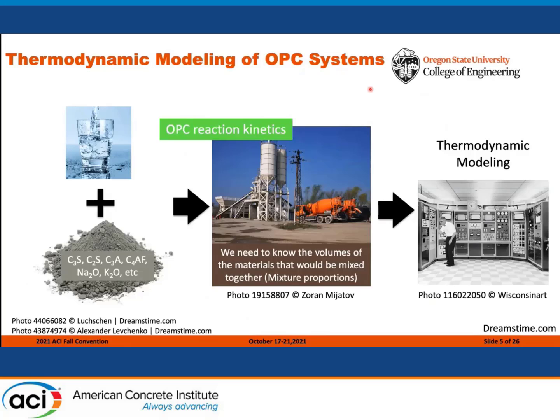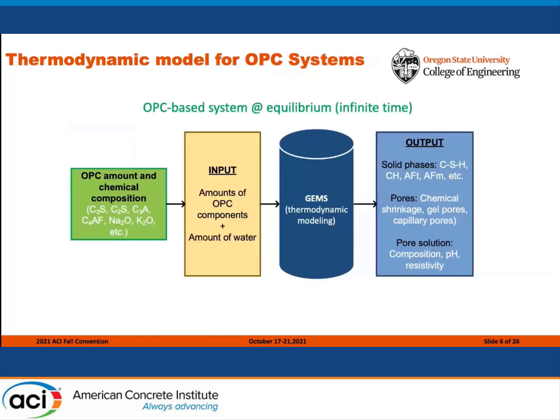But first, let's start with a simple case without SCMs. Assume that we want to know the reaction products when we mix a particular ordinary Portland cement of known composition with water. We can, of course, explore this problem experimentally, but the question is, can we make these predictions using thermodynamic calculations? In fact, we have had this ability for a relatively long time.